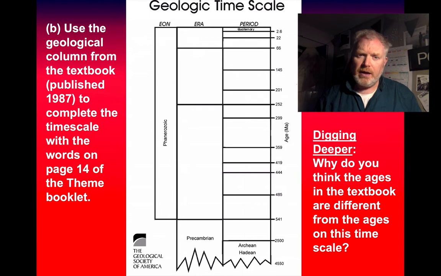Use the geological column, the geological timescale from the textbook to help you out with this. Once you've done that, have a think about the difference in the actual ages here. The textbook has different ages from the timescale I've given you here. This timescale is the most recent one. This is the one that we now use. Why do you think the ones in your GCSE textbook are different?